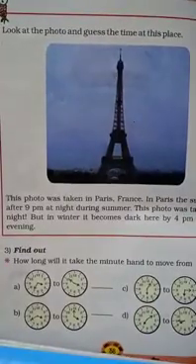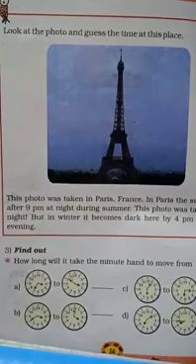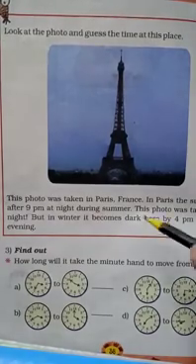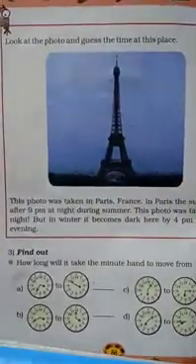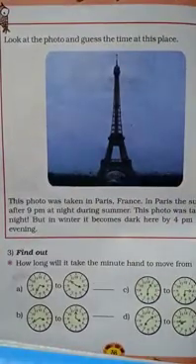Here, look at the photo and guess the time at this place. The photo is taken in Paris, France. In Paris, the sun sets after 9 p.m. at night during summer. So the sun will be setting at 9 p.m., students. It is very interesting now.